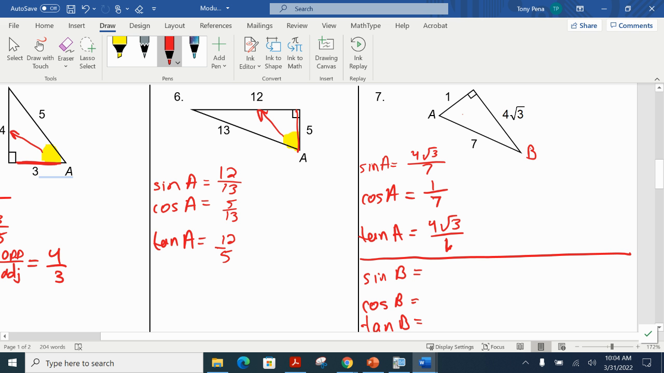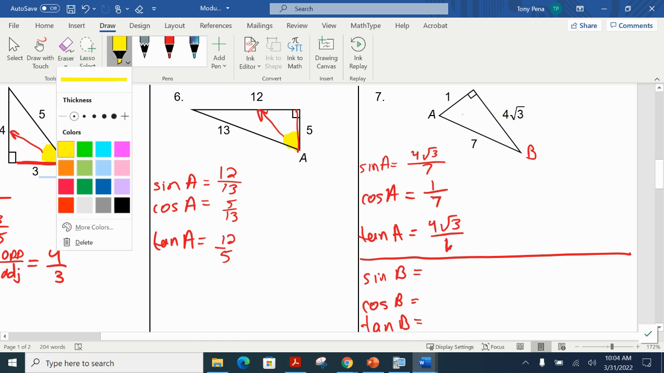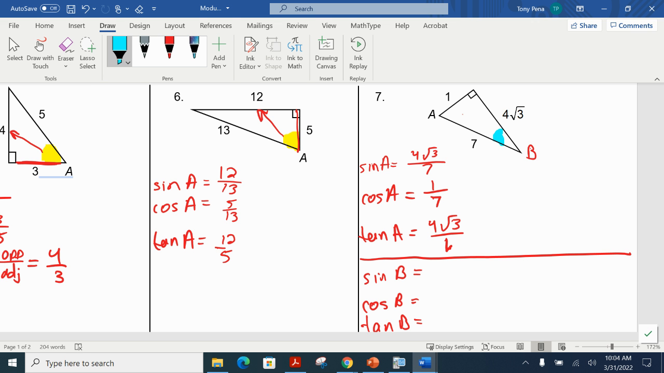All right, number 7. Now we're going to do angle B. So we are down here. That's our angle. So now adjacent, opposite, hypotenuse are all based off of that angle. Destiny, what'd you get for the sine of angle B? Good. The opposite side was a 1. The hypotenuse is a 7.